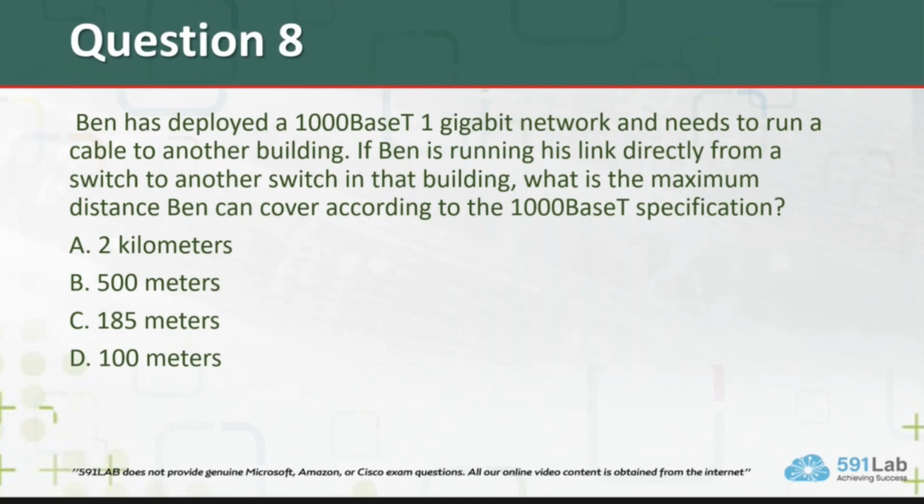Next question. Ben has deployed a 1000BASE-T 1 gigabit network and needs to run a cable to another building. If Ben is running his link directly from a switch to another switch in that building, what is the maximum distance Ben can cover according to the 1000BASE-T specification? Is it 2 kilometers? Is it 500 meters? Is it 185 or 100 meters?